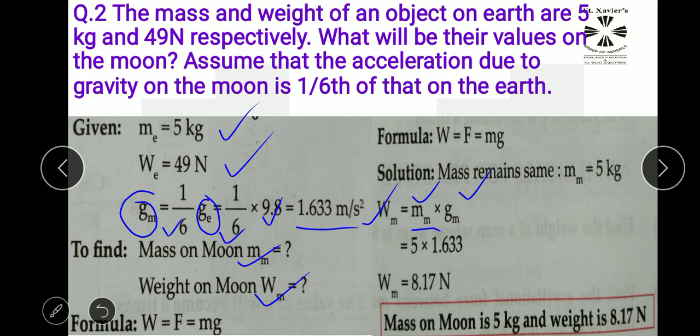Here, as I said to you, mass remains the same everywhere, so mass will remain the same 5 kg. So I'll put the mass value 5. The g value we saw is 1.633, which is 1/6 of gravity on Earth. When we multiply, we get 8.17 Newton. This is the weight of the object on the moon, students. Now here mass on the moon is 5 kg and weight is 8.17 Newton.